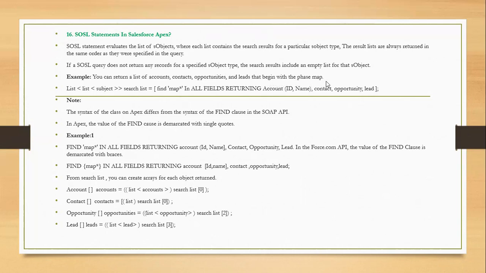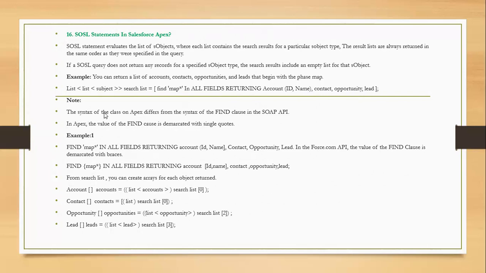Example: you can return a list of accounts, contacts, opportunities, and leads that begin with the map. List<List<SObject>> searchList = [FIND 'map*' IN ALL FIELDS RETURNING Account(Id, Name), Contact, Opportunity, Lead].